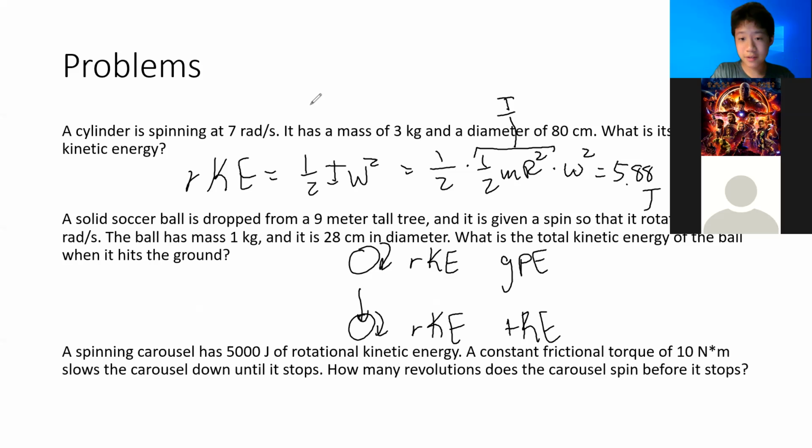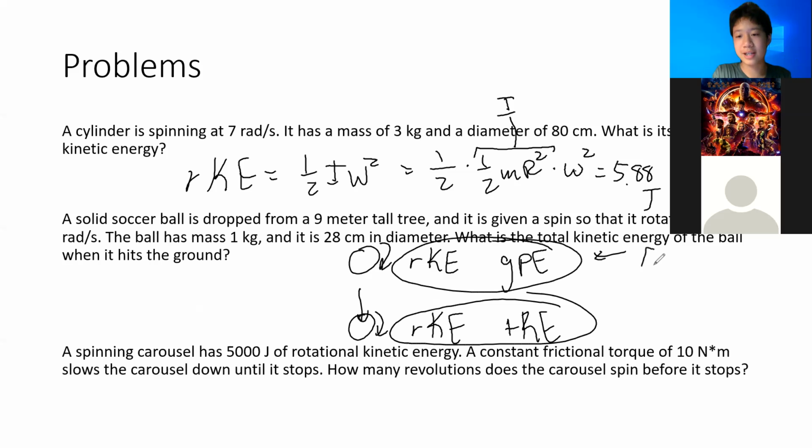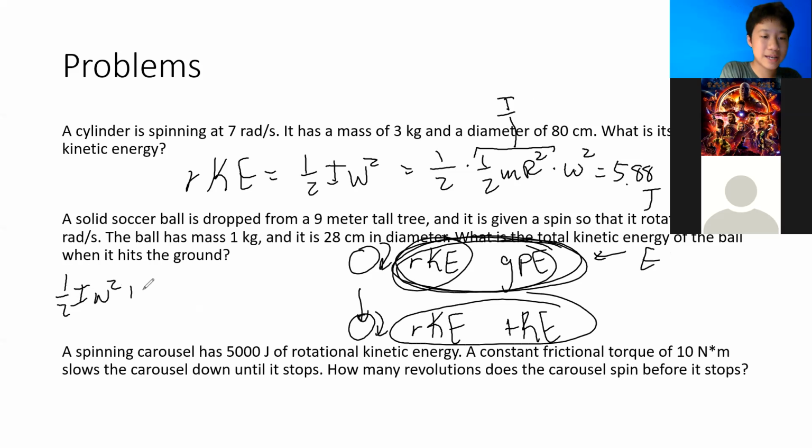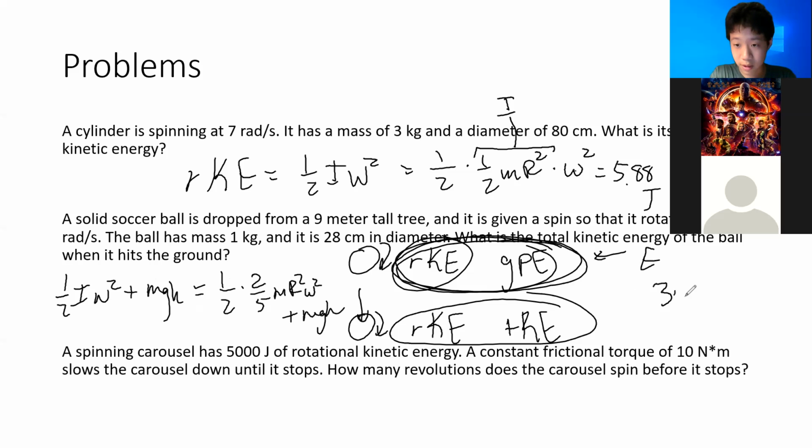All right, energy is conserved. So the total kinetic energy here is the same as the total energy up here. If we solve for the energy here, we'll get the energy that ends up as kinetic energy at the end. Rotational kinetic energy is 1/2 Iω², and we add that to mgh. So that's 1/2 times 2/5 mr², ω², plus mgh. If you solve this, you should get 34.57 joules of energy when it hits the ground. Okay, just the conservation of energy.